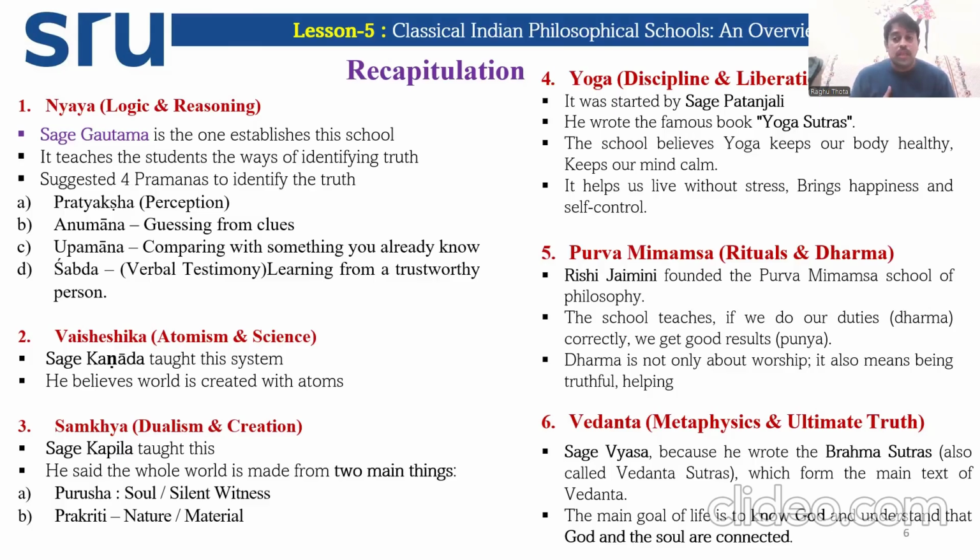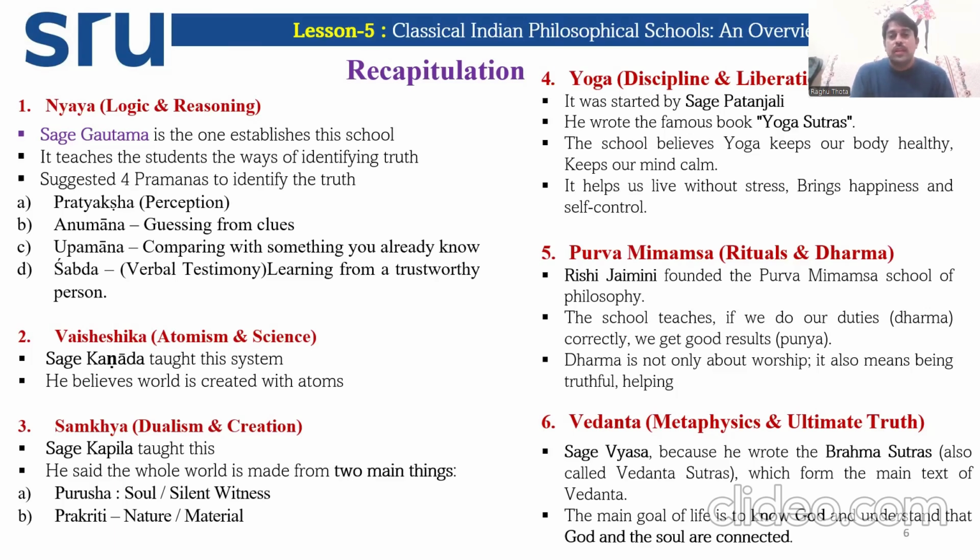For example, body is a material, which is temporary. But it has no value without the soul. Similarly, soul has no value without the body. So whenever we have Purusha and Prakriti together, this is the universe. And both are dependent on each other. It is a dualism, which was proposed by Kapila.